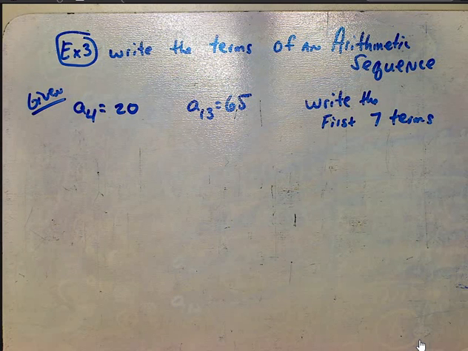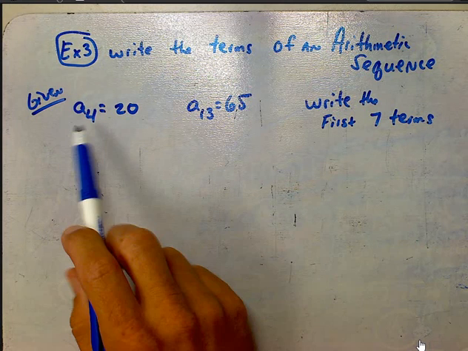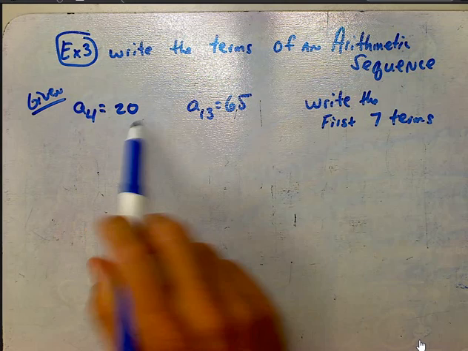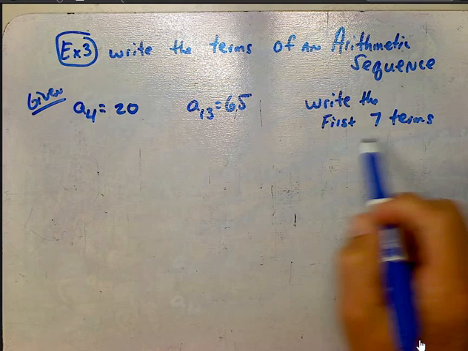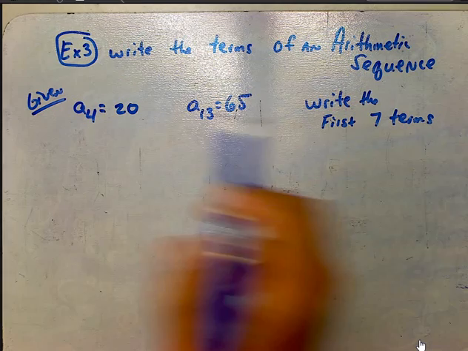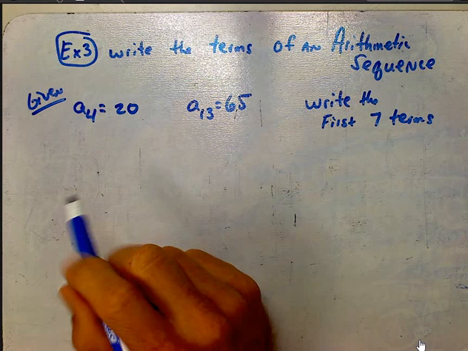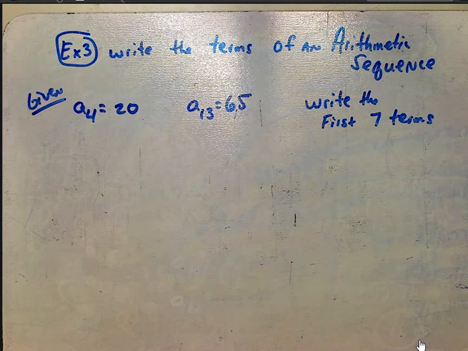For example number 3, it wants us to write some terms of an arithmetic sequence. The information we're given is that the fourth term is 20, the 13th term is 65, and it wants us to write out the first 7 terms of the sequence. Well, we know the fourth term is 20. How can I figure out what the common difference is so I can start writing the other terms?